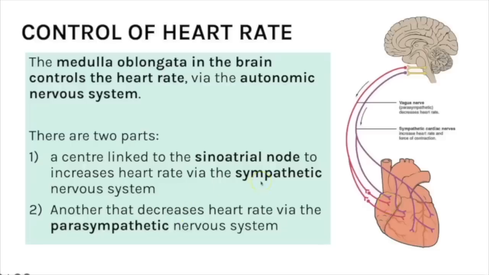Now, if impulses travel via the sympathetic nervous system, that will cause the SAN to release the waves of depolarization more frequently and therefore increase the heart rate. If more impulses are sent down the parasympathetic nervous system to the SAN, that will cause the SAN to release these waves of depolarization less frequently, and therefore it decreases the heart rate.